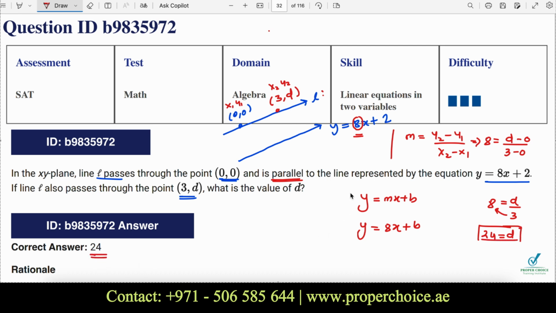By the way, there is no need of writing it, okay? I just told you what the equation of the line L would be, but if you are solving the question directly, once you recognize the slope, which is 8, directly apply the slope formula for line L, substitute and get it done. So we're going to get the answer as 24.